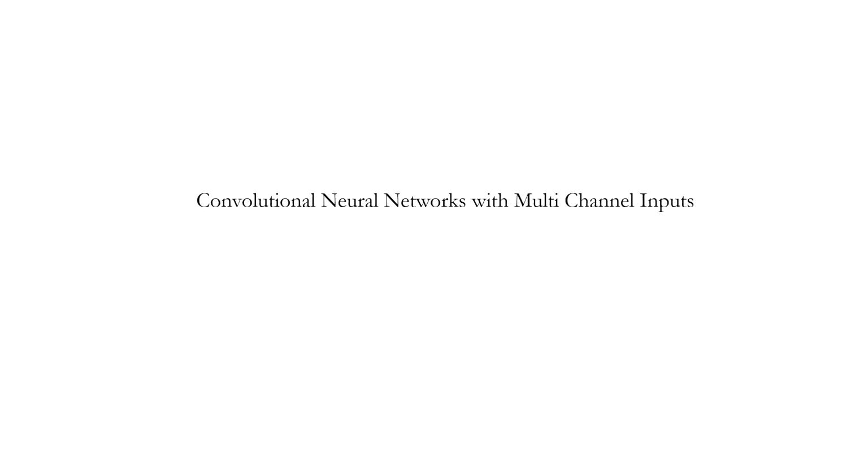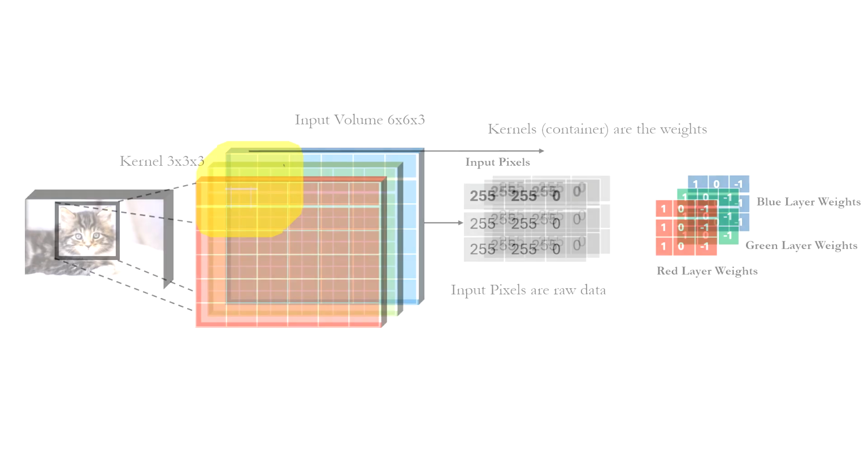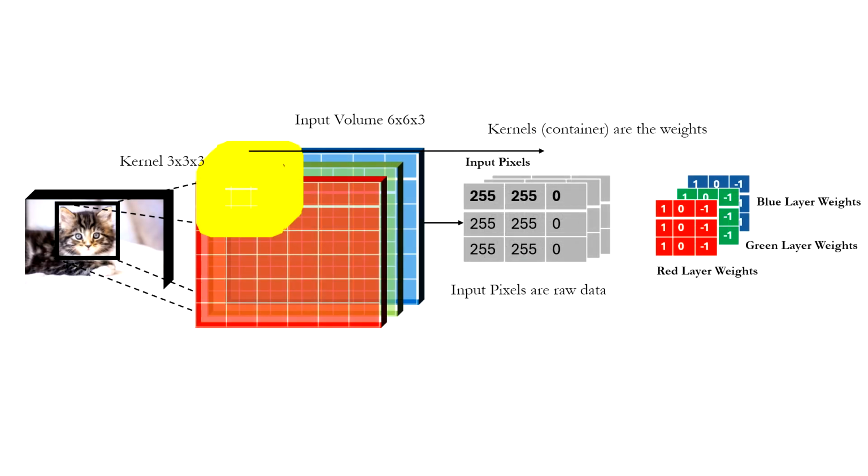So let me give an example with convolutional neural networks with multi-channel inputs. We saw 2D, now we're going to see things in 3D. So you can see, from left to right, the original cat image. We've got a kernel, which is that yellow cube, and the input volume, the 6 by 6 by 3, that's the input pixels, which are the actual raw data.